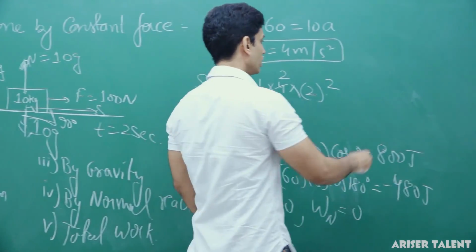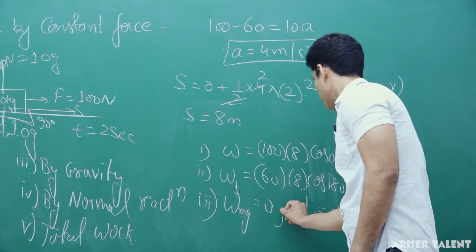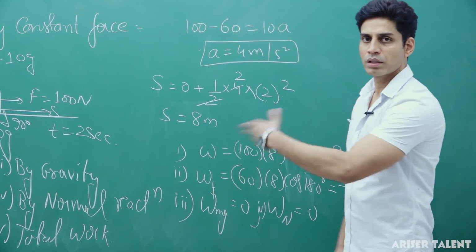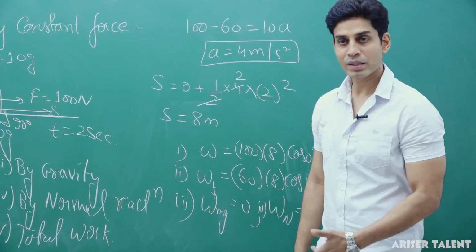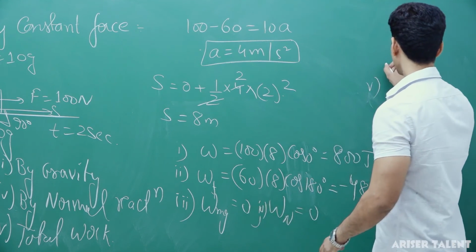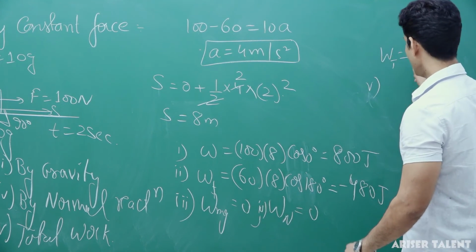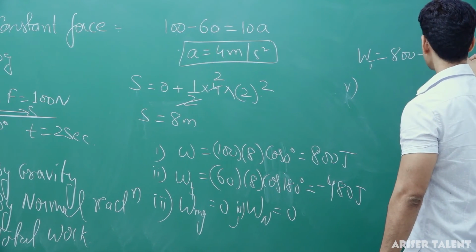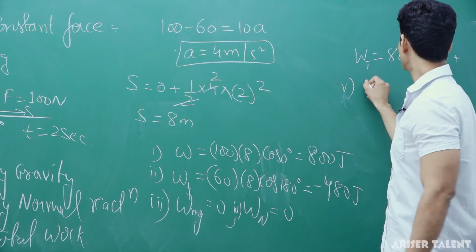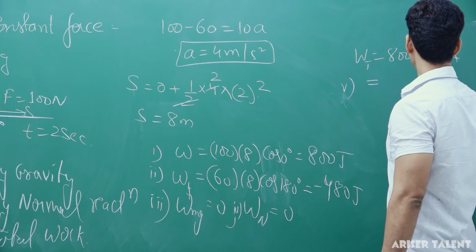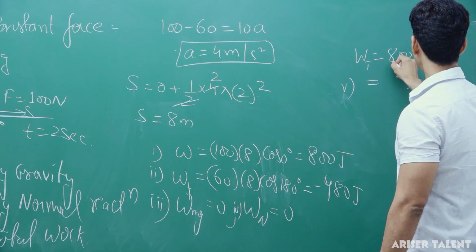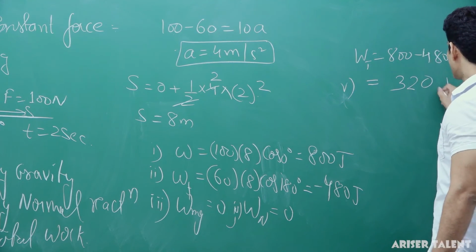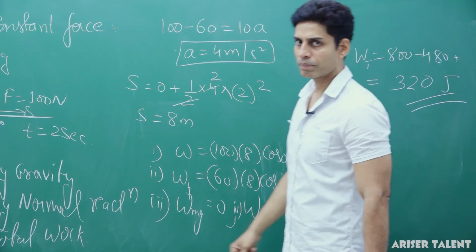Now comes the fifth part, the total work. You just have to add them with their sign. So how much is the total work? It is 800 minus 480 plus 0 plus 0. So how much does it come out to be? Yes, 320 joule is the total work performed.